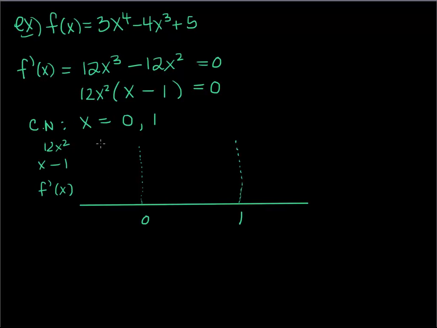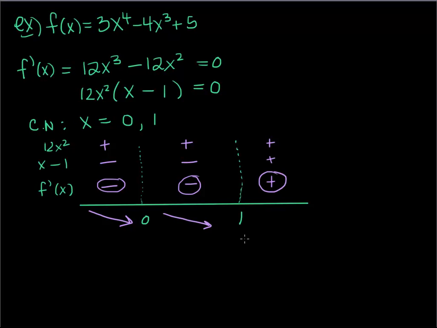Give me a number less than 0. Let's put in -1. Well, 12x squared is always going to be positive no matter what, because anytime you square a number, it's positive. So I might as well just put positive here all the way across. So give me a number less than 0. -1 minus 1 is -2. So that's negative. Positive times a negative, what is that? That's right, that's negative. So what do I know about my function? It's decreasing. Put in a number between 0 and 1. If I put in 1/2, 1/2 minus 1 is also negative. So we know we're also decreasing there. And then, of course, if I put in 2 into x minus 1, that's positive.